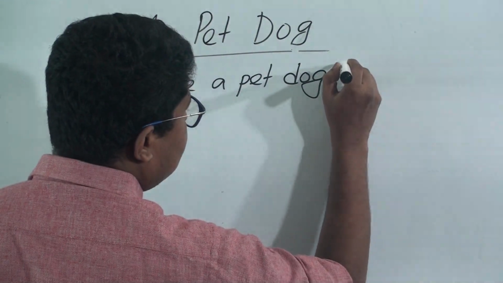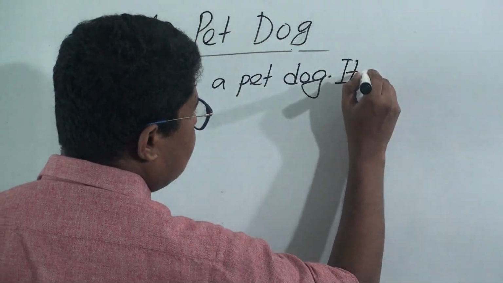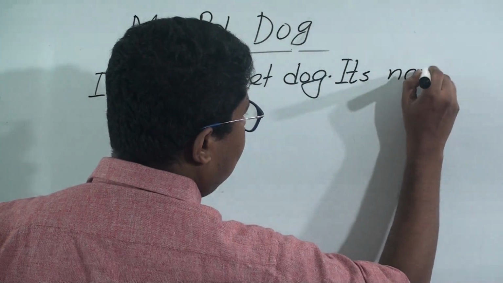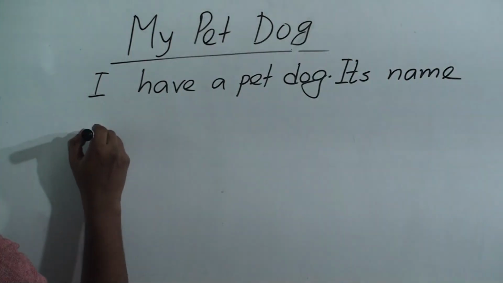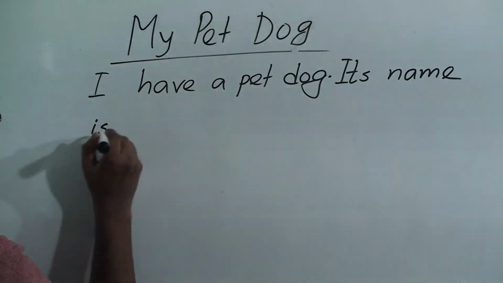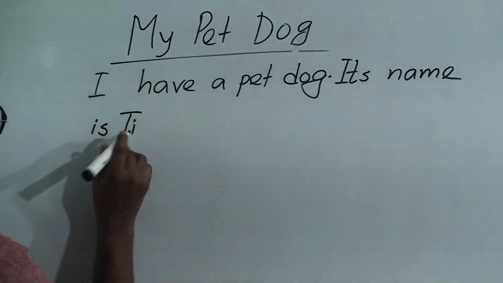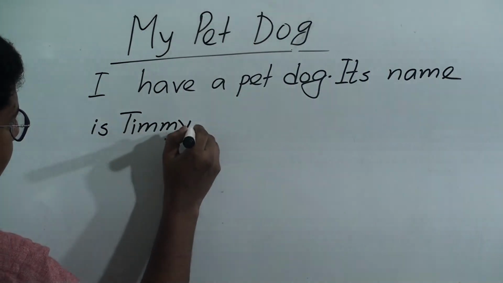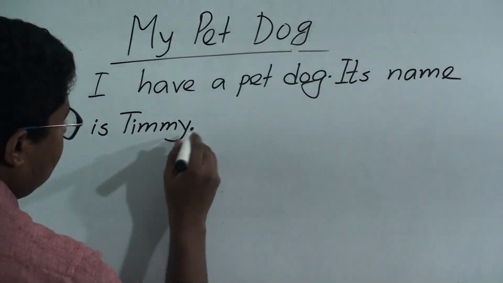Next one is Its. I will be capital, I-T-S, its. Name, N-A-M-E, its name is, I-S, is Timmy. As this is a name, that's why T will be capital, T-I-M-M-Y, Timmy. So, I have a pet dog, its name is Timmy.